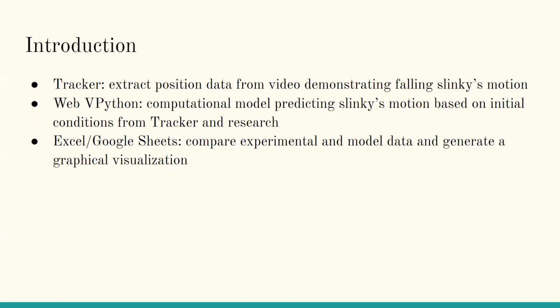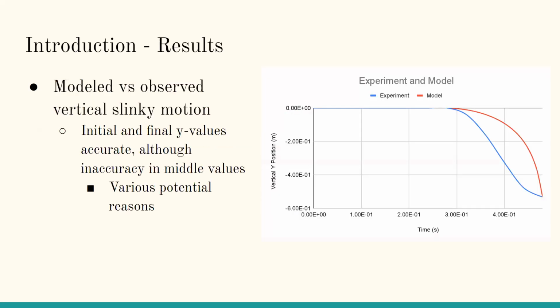For this lab, I used Tracker software to analyze the experimental data obtained through the video, Python to create a computational model of the object's ideal vertical motion based on Tracker data, and Excel to create a comparison of the observed versus predicted model. Here are my main results. While the predicted and observed Y positions started out and ended at the same time, the values in between differ considerably. There are various potential reasons for this, which we will discuss later.